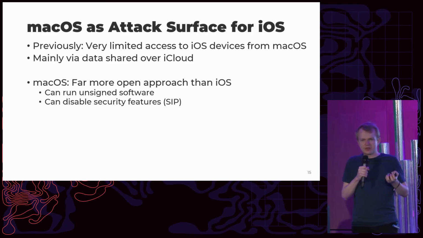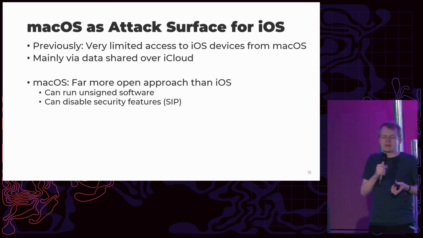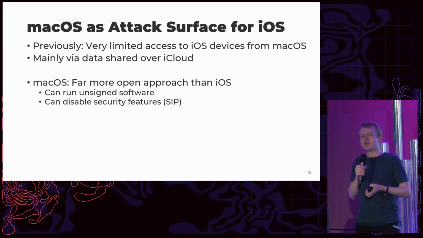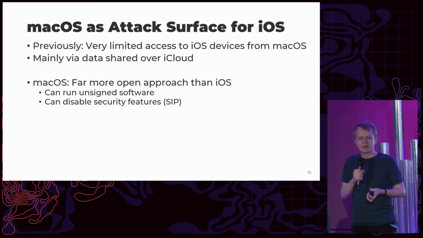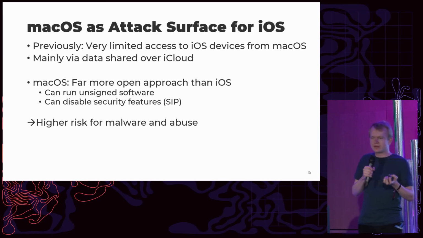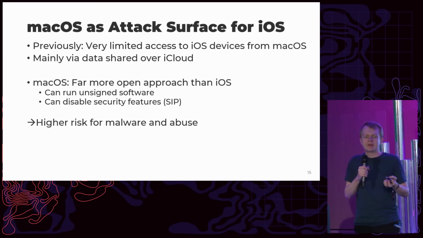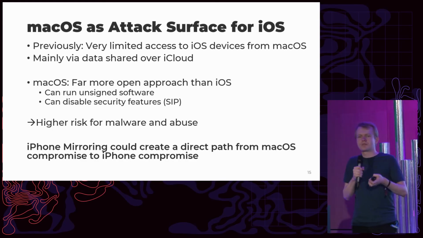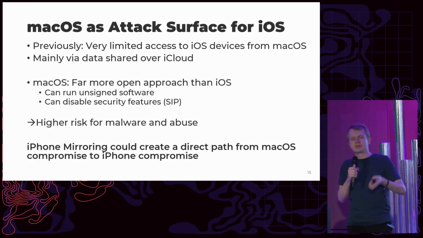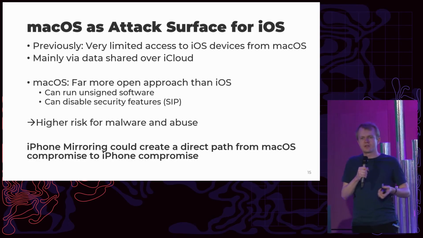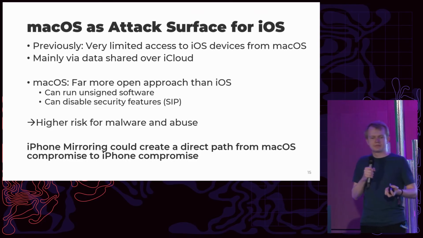And in general, macOS is a less secure platform in the sense that it is a far more open platform. For example, you can at least run unsigned software, and you can also disable security features that are just the default on iPhones and cannot be disabled unless you jailbreak them or have a security research device. And so there is a high risk for malware and abuse in macOS. And with iPhone mirroring, this basically enables a direct path from a compromise of the macOS operating system to a compromise of the iPhone, because, as we already saw, we are now controlling iPhones from the Mac.